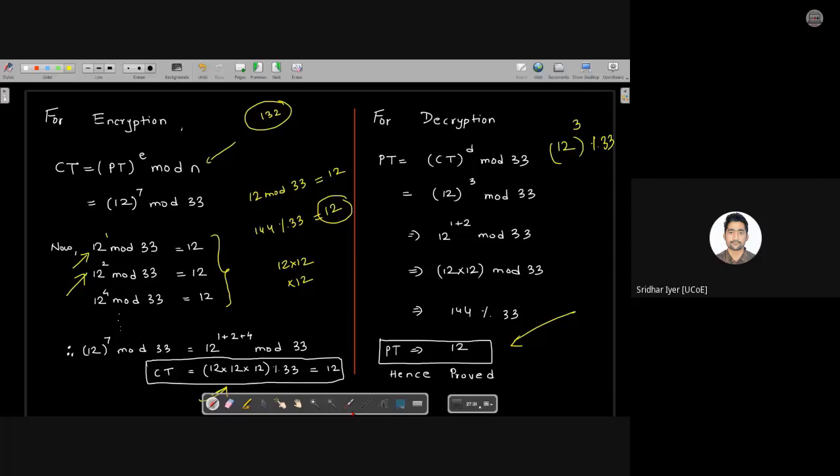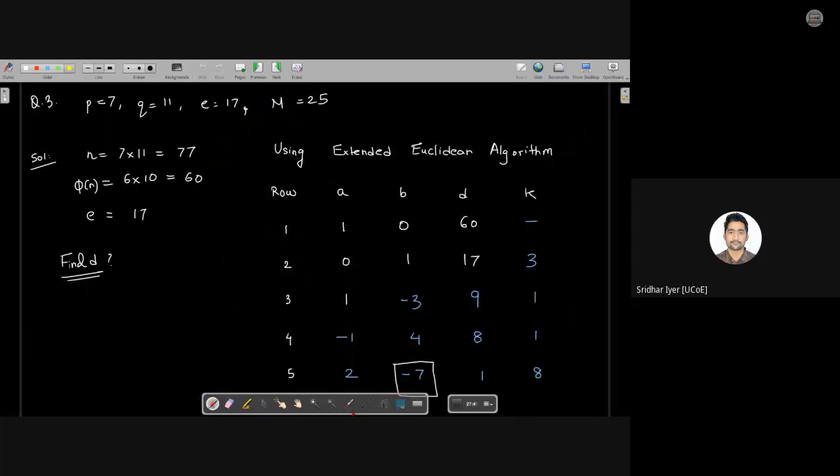Okay, fine. So let's take the next problem. Today we are going to solve problems. Take this problem. In this case, we are given P and Q values as 7 and 11. E is given as 17 and M is given as 25. Now you need to solve it accordingly. How to do it? Again, it's very simple. I have kept this as a solved problem. The next problem will be an unsolved one. So just have a look over here and try to solve it.